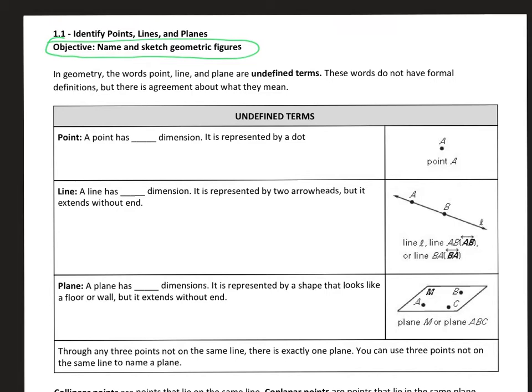And when we talk about a point, we say that it has no dimension. It is represented by a dot. So when we draw a point, we represent it by a dot. We name points with capital letters. We always name a point with a capital letter. Could be A, B, C, any letter of the alphabet can name a point, right? That's gonna be the most common way we name points.